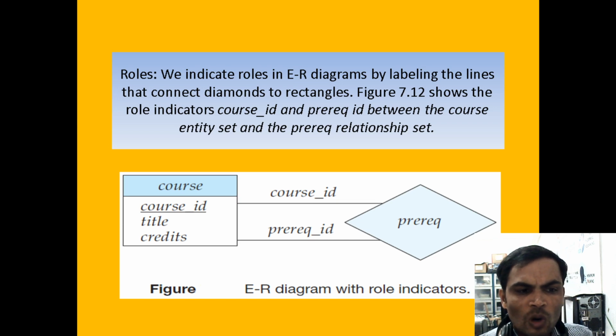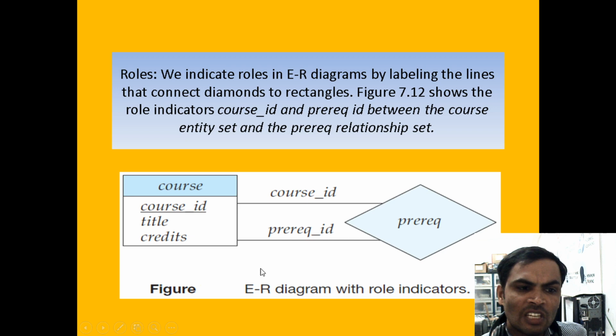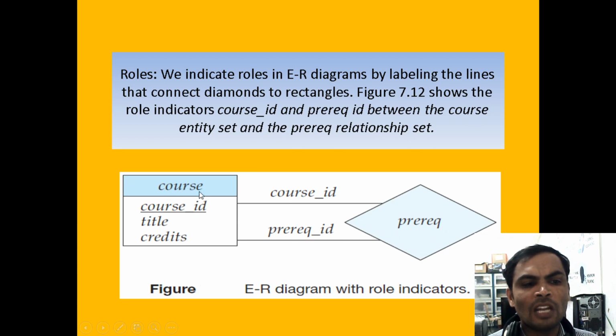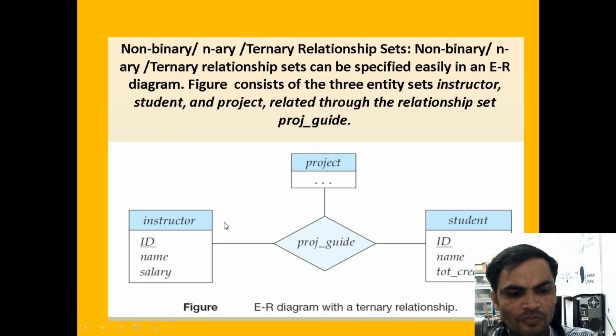Now between the course and the prerequisite, a relationship exists. Now the role of the indicator, the course ID and the prerequisite ID, is between the codes and the entity set. The course is the entity set and the prerequisite is the relationship. Means we are representing it with the help of the label. Course is course ID, prerequisite is prerequisite ID, and again we are giving the prerequisite ID to the course ID.